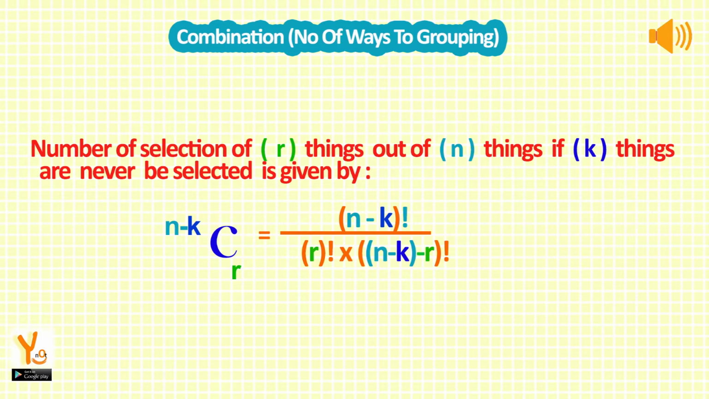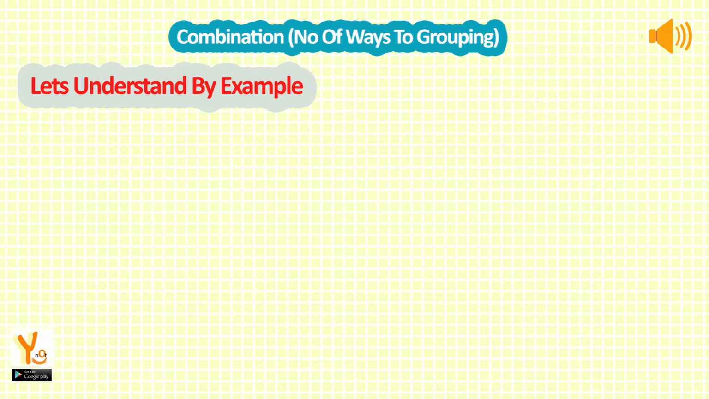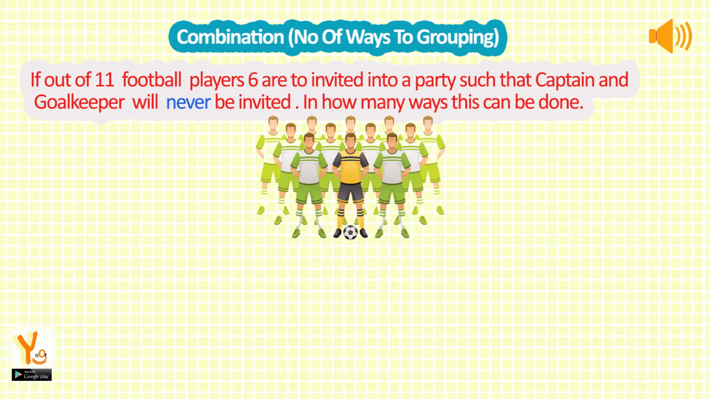Let's see another special case. The number of selections of r things out of n things, if k things are never selected, is given by (n minus k) C r. Let's understand by an example. If out of 11 football players, 6 are to be invited to a party, such that the captain and goalkeeper will never be invited, in how many ways can this be done?